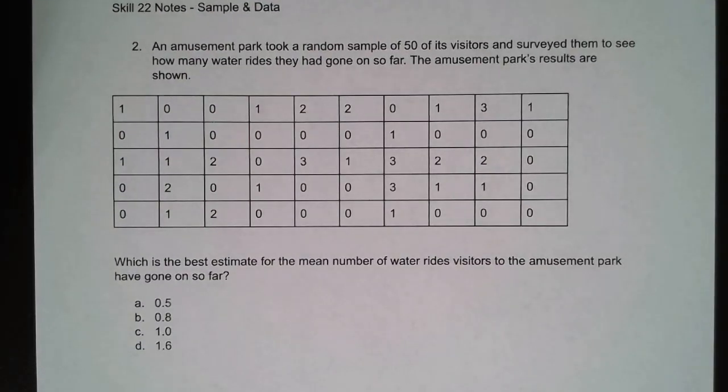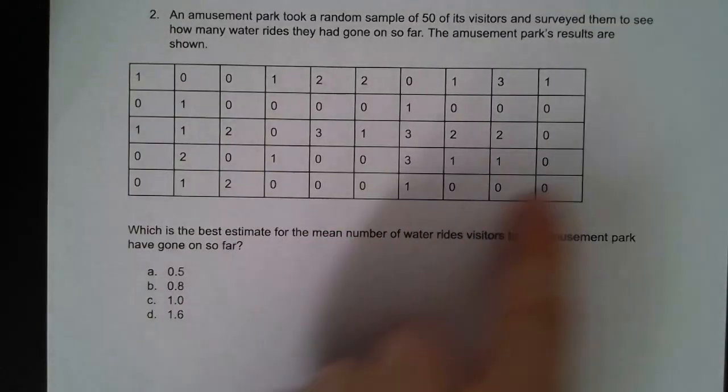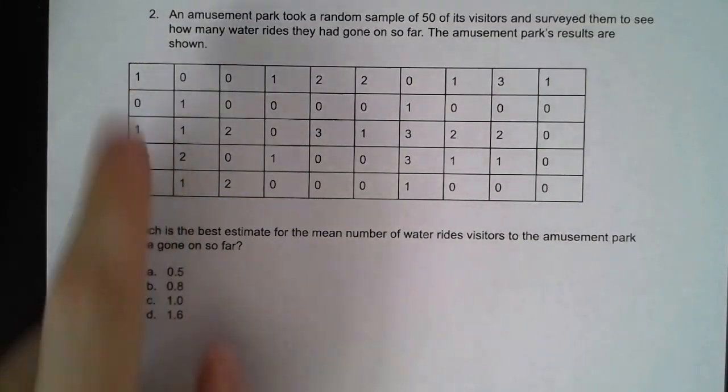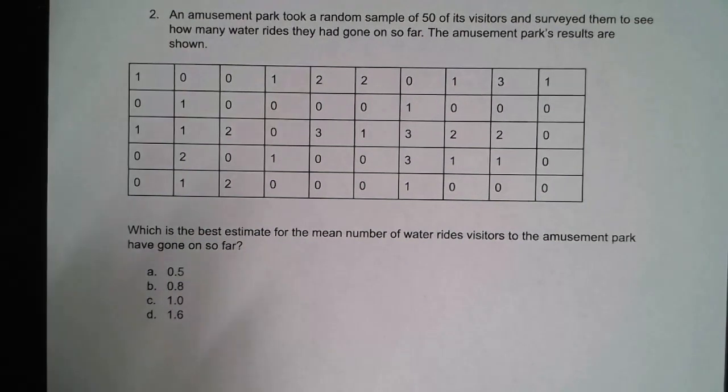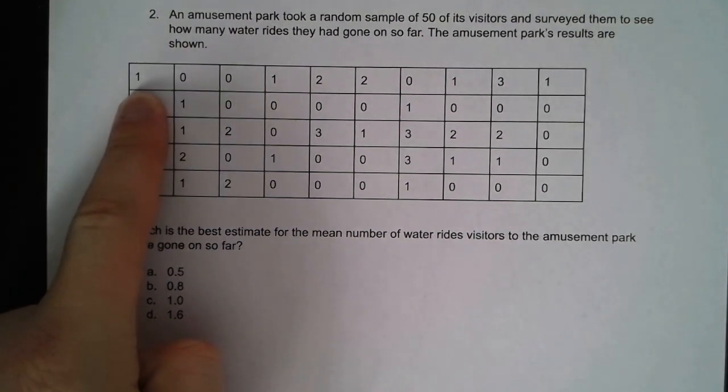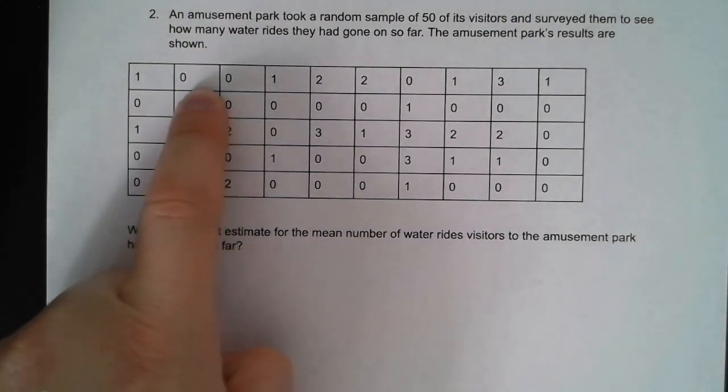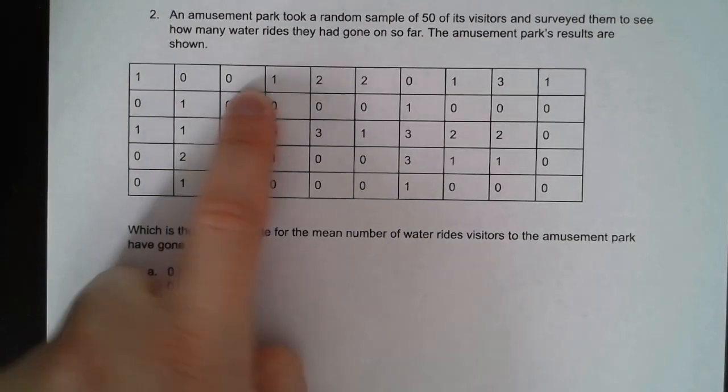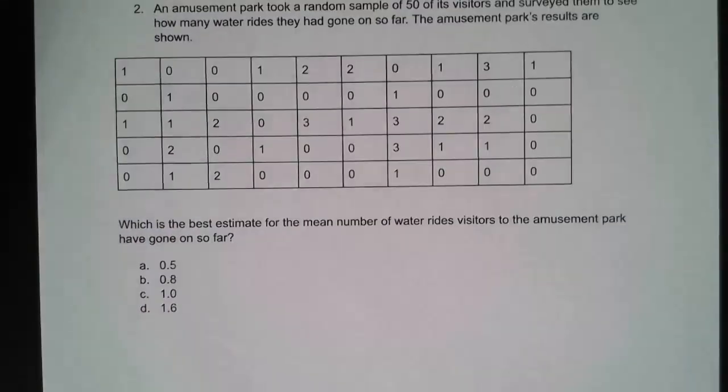It says an amusement park took a random sample of 50 of its visitors and surveyed them to see how many water rides they had gone on so far. The amusement park's results are shown. So these are the 50 people, and this is their response in the box. So this person had only gone on 1 water ride. This person had gone on 0. This person had gone on 0. This person had gone on 1, so on and so forth.